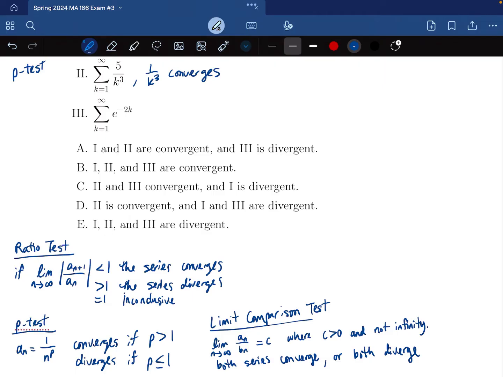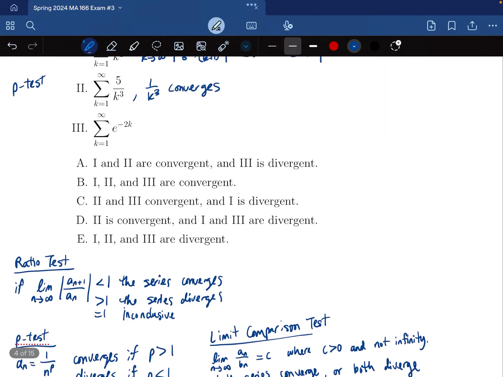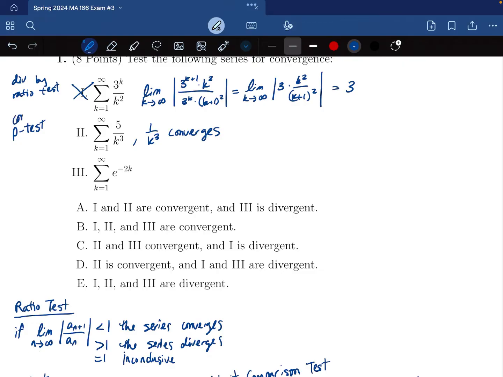So in this case, if we wanted to show in a very detailed manner that 5 over k cubed converges, we can use a limit comparison test where an is 5 over k cubed, bn is 1 over k cubed. The ratio of those two series is 5, which is greater than 0 and not infinity, so we can use the limit comparison test to show that this series converges. So we can write down that it converges by p-test and limit comparison test.